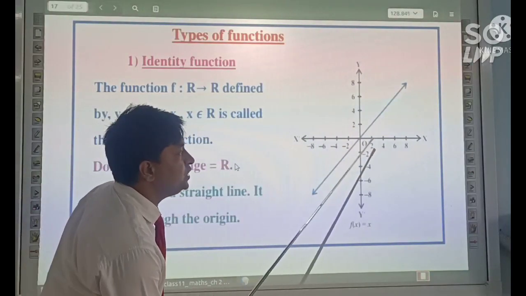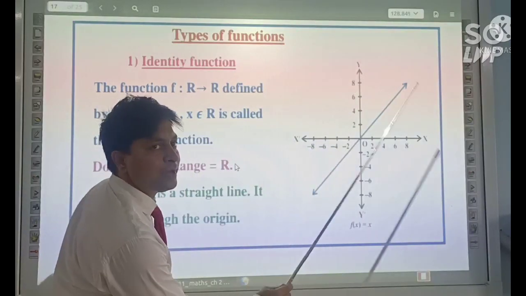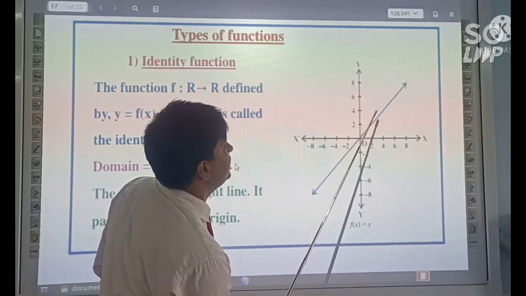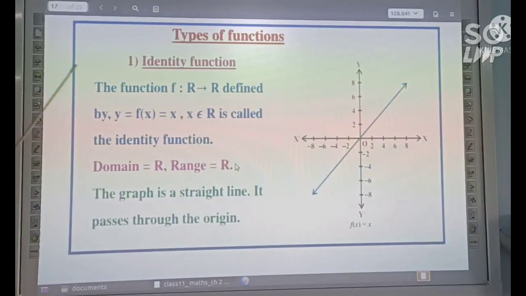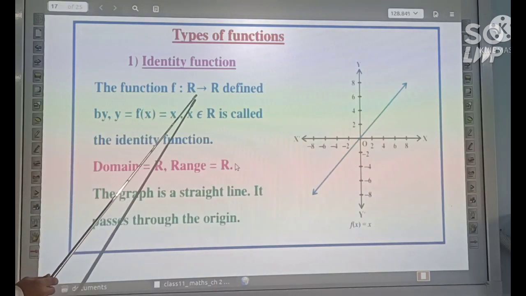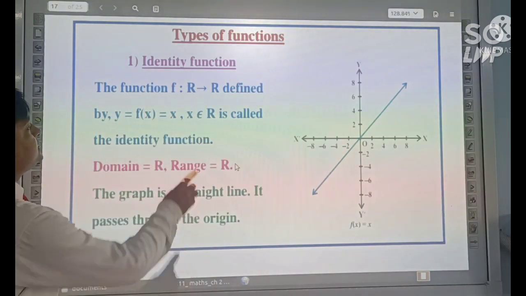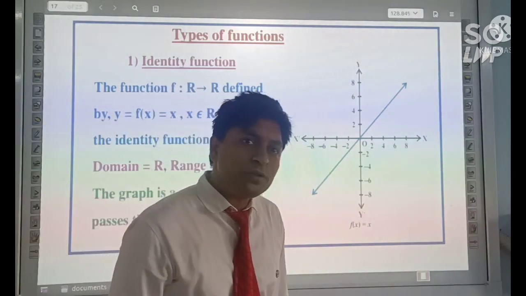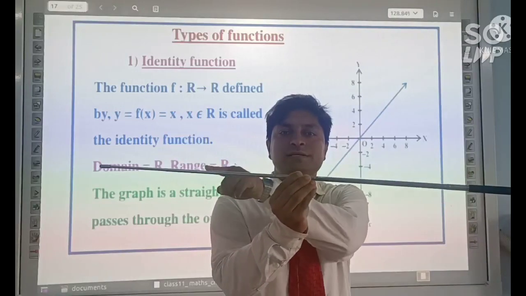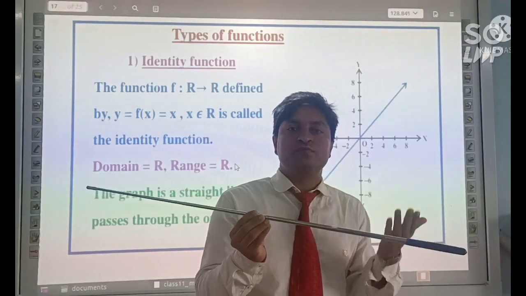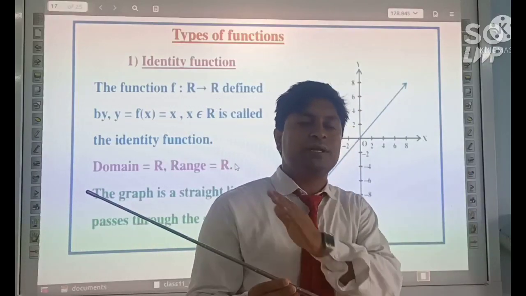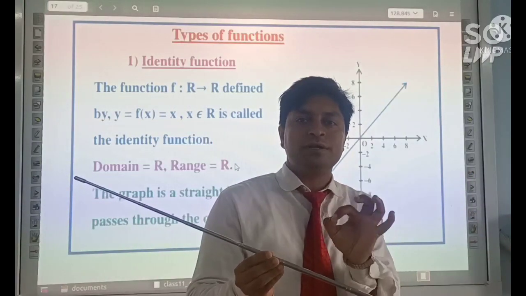This is x equal to y, y equal to x. For all the values of x, we find equal values in y. So this is the identity function. The function f: R to R, where R is the real numbers. What is the meaning of real number? All the numbers on the number line are called real numbers. This is 1, 2, 3, minus 1, minus 2, minus 3, root 2, root 3. All these numbers are called real numbers.